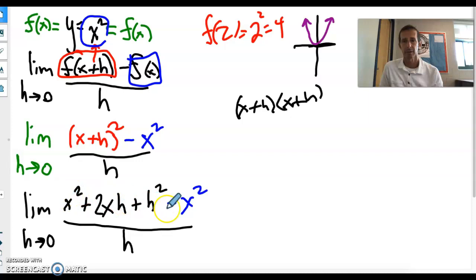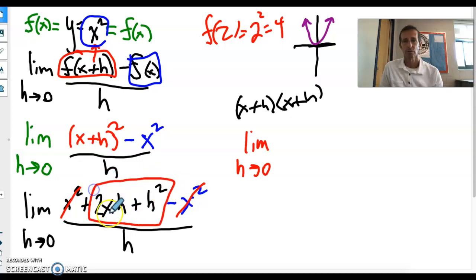Now I have a couple things that I can do up here. I've got x squared in the front and minus x squared in the back. Well, anything taken away from itself is just 0. So I now have the limit as h approaches 0. And what I have up here is 2xh plus h squared. That's all that's left on the top.